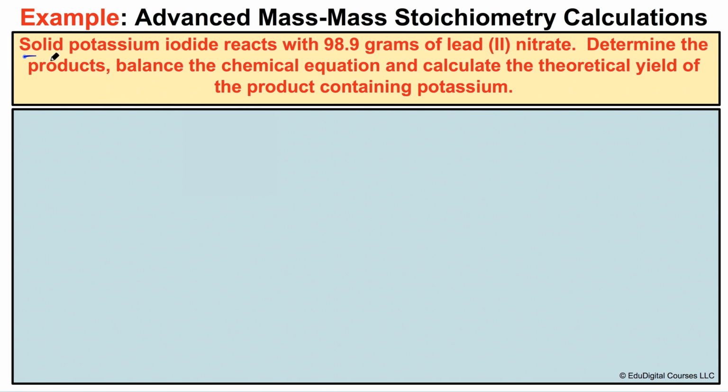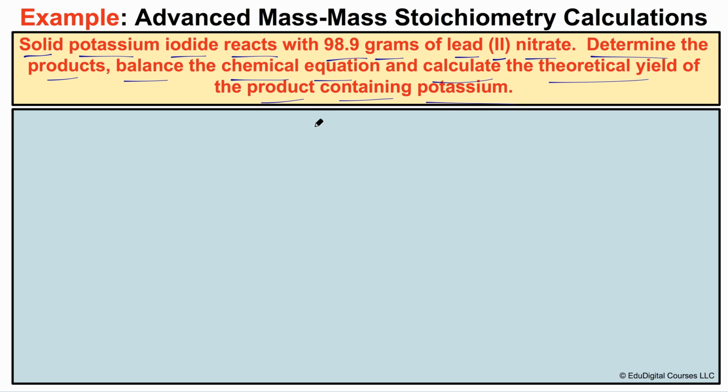In this example problem, it says that solid potassium iodide reacts with 98.9 grams of lead 2 nitrate. We need to determine the products, balance the chemical reaction equation, and calculate the theoretical yield of the product containing potassium. So there's a lot going on in this problem, which is why this problem is an advanced mass stoichiometry problem. But if we read what's happening here, we have solid potassium iodide reacting with lead 2 nitrate. What we need to figure out first is the chemical reaction equation. Once we're done doing that, we then need to balance that chemical reaction equation, and after that we need to figure out how much of the product containing potassium was formed when 98.9 grams of lead 2 nitrate was consumed.